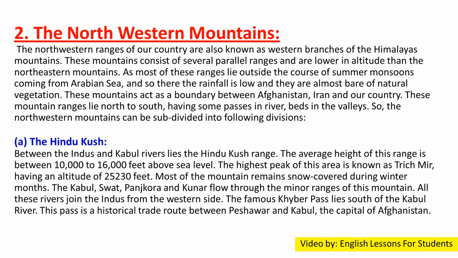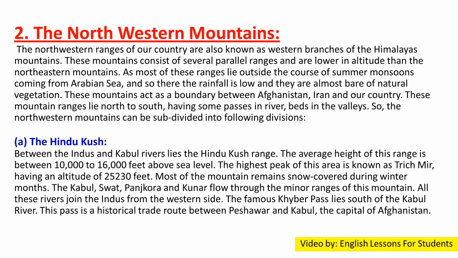Between the Indus and Kabul rivers lies the Hindu Kush range. The average height of this range is between 10,000 to 16,000 feet above sea level. The highest peak of this area is known as Tirich Mir, having an altitude of 25,230 feet. Most of the mountain remains snow covered during winter months.